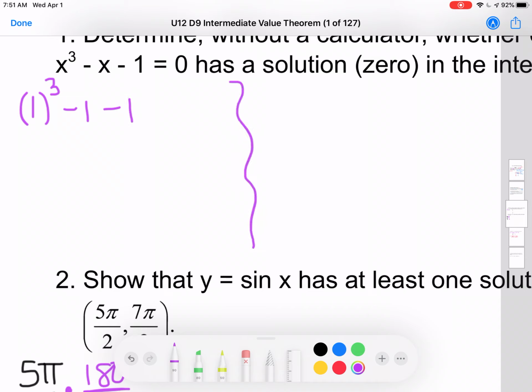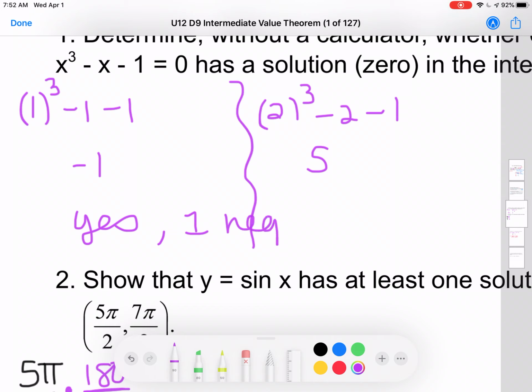And then I'm going to plug in the number 2. I said like we did before. I meant like we did earlier in the year. Okay, here we wind up with -1, and here we wind up with 5. So the answer would be yes. One negative y value and one positive y value.